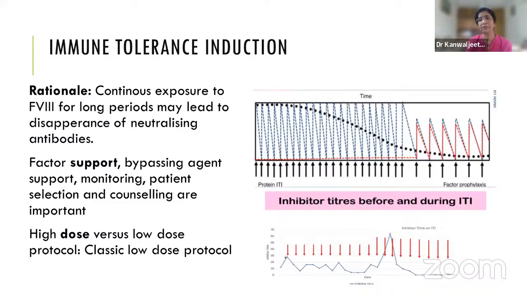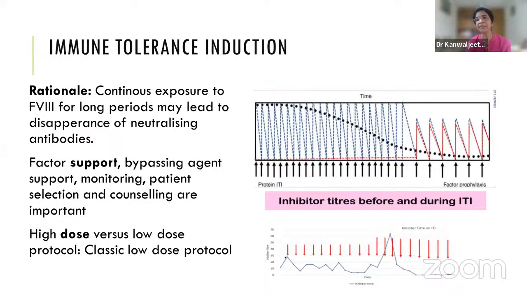Factor support: giving this much factor for this much period of time, at least you need to have your factor ready. You need to have a bypassing agent. You can see that for this duration, there is no factor VIII activity. And if the patient bleeds, we need to have a bypassing agent. The bypassing agent would be, as we talked about earlier, recombinant factor VIIa or FEIBA, that is, activated prothrombin complex concentrate. So even that should be there with us in sufficient amount.